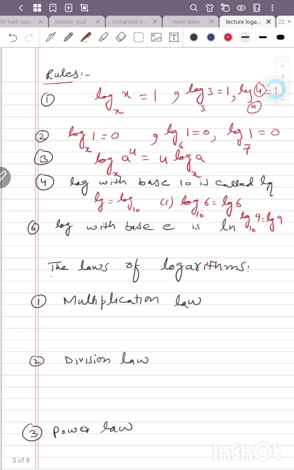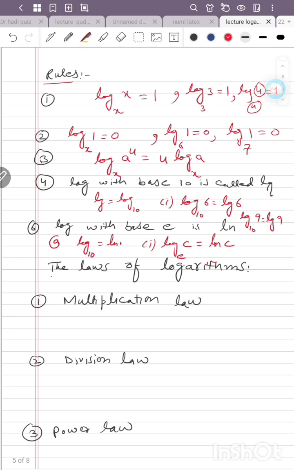Number 6 is another very important property: log with base e is ln. This property is very commonly used in logarithmic questions. So if the base is e, you write ln. We have another little piece of information: if you have log base e of e to the power c, you can write it as ln of e to the c.